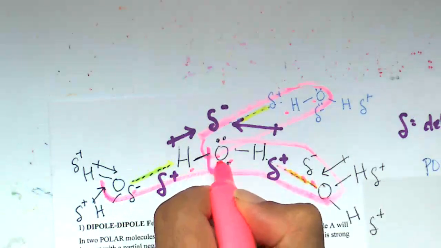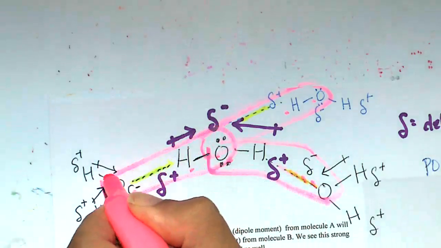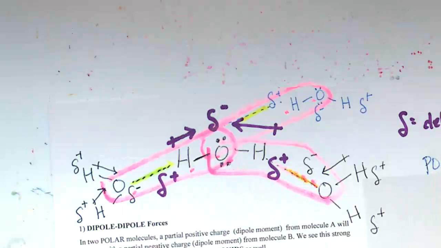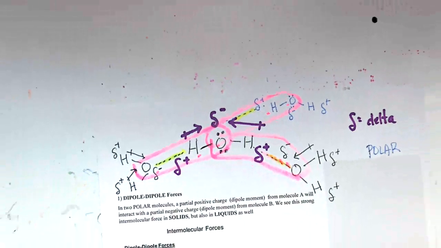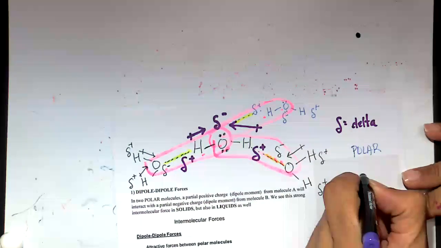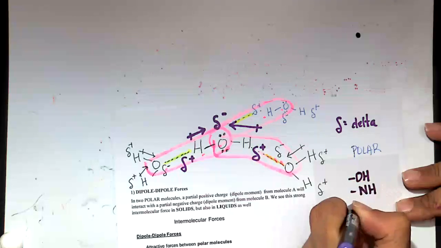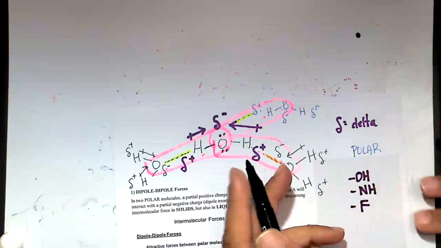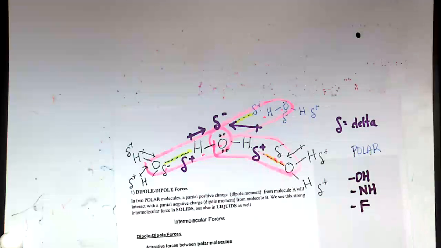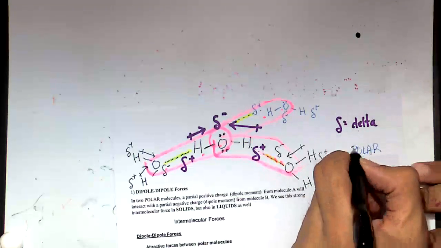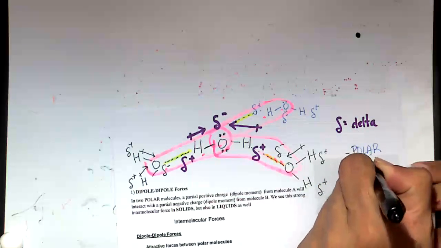Okay, what are the three things we look for if we want to know if something can hydrogen bond? We look for an OH, F, and an NH. Not only is water polar, but water can hydrogen bond.